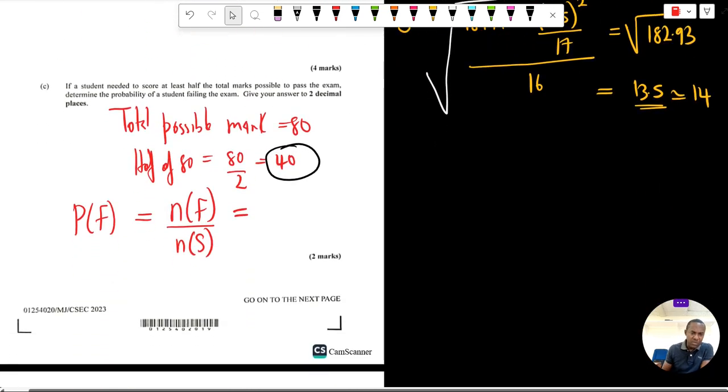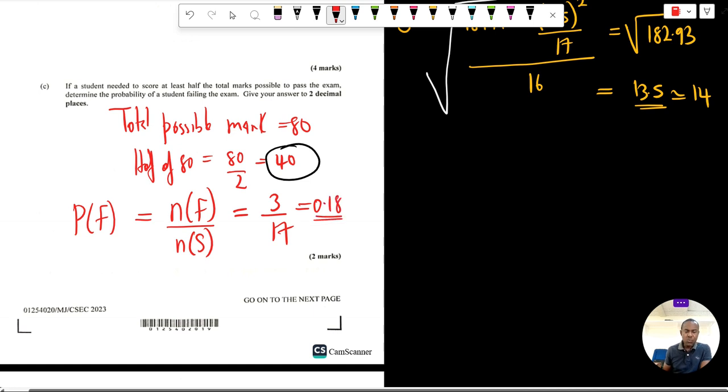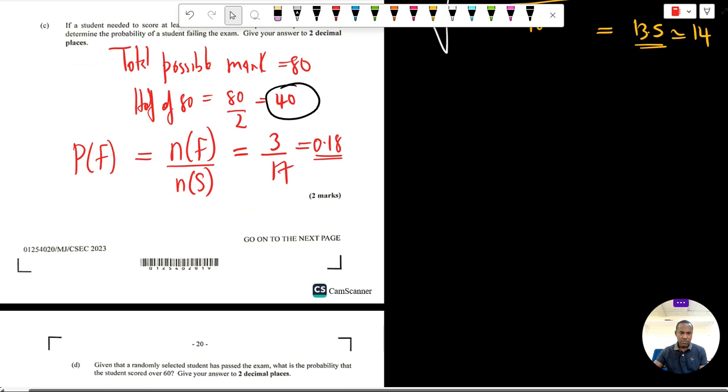And so the probability of a student failing would be equal to 3 divided by 17, which represents the total number of students. So 3 divided by 17 is approximately 0.1765, but we're asked to give it to 2 decimal places. So this is approximately 0.18 correct to 2 decimal places. All right. So this right here would represent the probability of a student failing, given that the pass mark, of course, is 40.